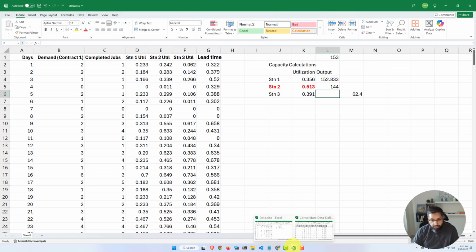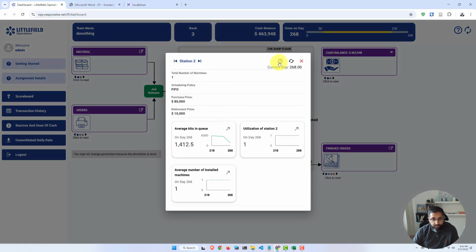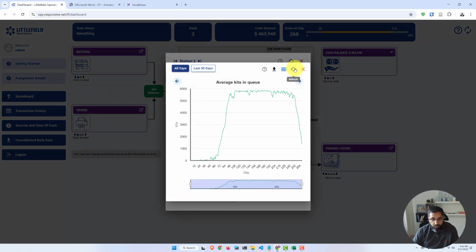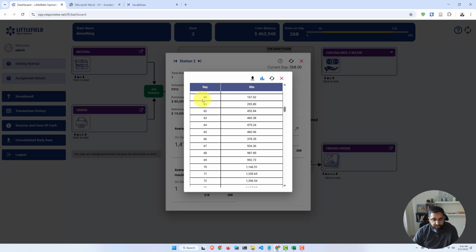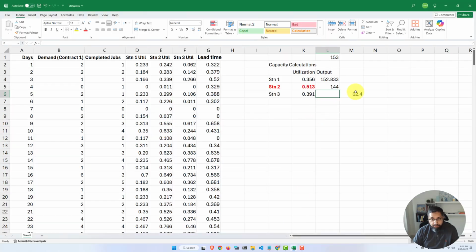Let me just quickly take a look at the queue for station 2 as well. Average kits in queue, go to all days, look at day 50 because we're analyzing the first 50 days of data. 283.86. And here we had 9.94 kits. So these are my queues. And so I can be exact: I can do 153 minus how many jobs are in the queue before it, this one, minus 9.94 divided by 60. So I got 152.83.